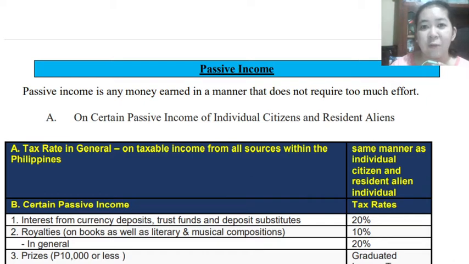Another definition of passive income is that this can also be a one-time and non-recurring earning of money or income, just like winning or receiving prizes. Okay, so this is what we call passive income, unlike your compensation income, where you have to work for it, and your business income.